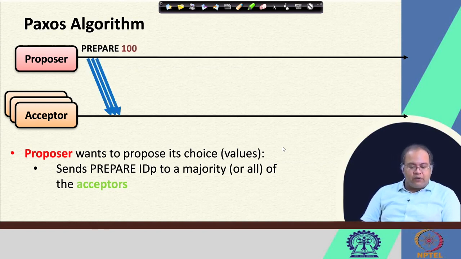So what does the proposer do? The proposer sends a prepare message, and assume that this ID is 100. As I mentioned, this number needs to be unique. It should not happen that two prepare messages with the same ID number, the same number 100, are generated by multiple different proposers. That should not occur. This number needs to be unique across different proposers. So the proposer sends a prepare message with this unique ID.